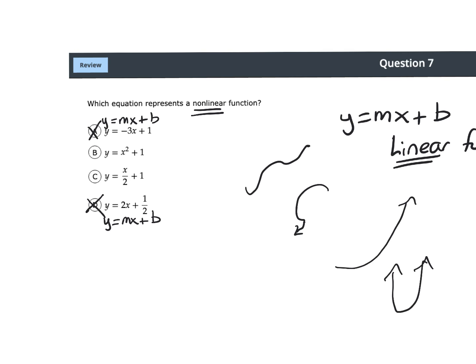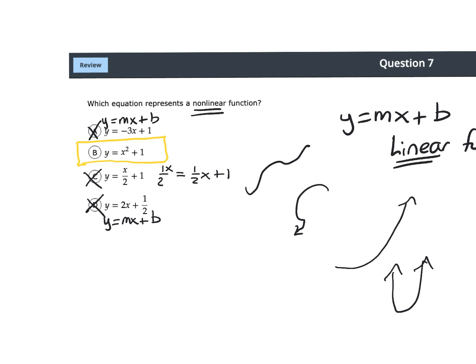My letter C you may get tripped up by because it says x over 2. Remember that is really 1/2 x. It's like 1x over 2, which is the same thing as 1/2 x. So that's like 1/2 x plus 1, which is our same familiar y equals mx plus b. This means our only choice is choice B.